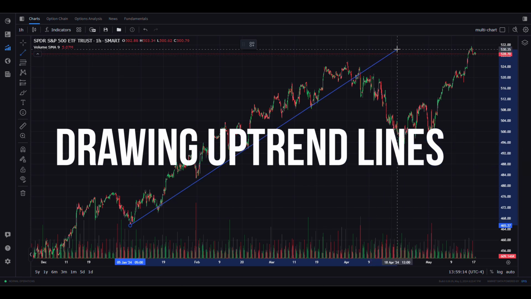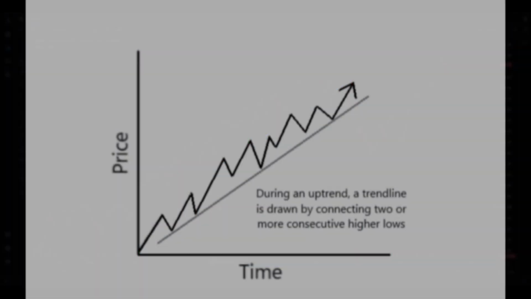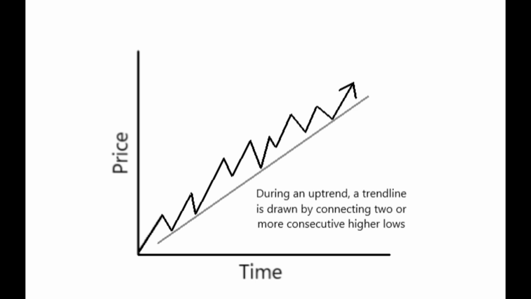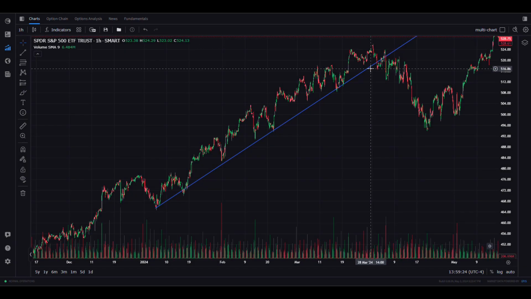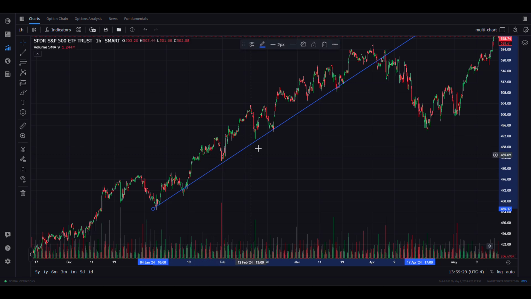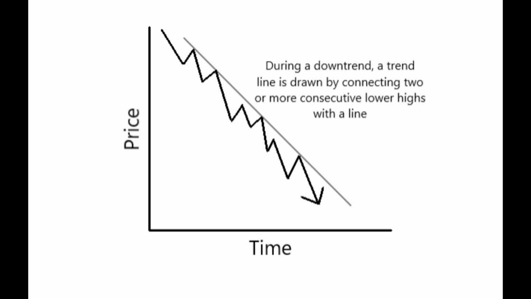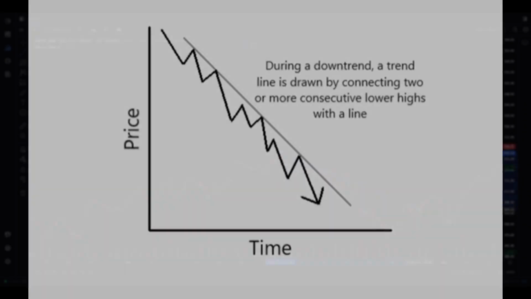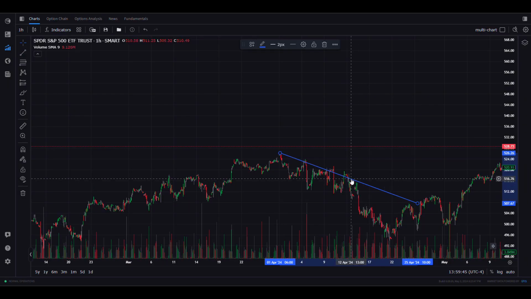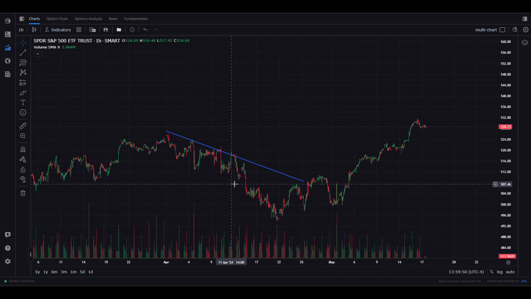Drawing uptrend lines. An uptrend line is drawn by connecting two or more consecutive higher lows. It acts as a support level and indicates the upward momentum of the trend. Example: during an uptrend, a trend line is drawn by connecting two or more consecutive higher lows. Drawing downtrend lines. A downtrend line is drawn by connecting two or more consecutive lower highs. It acts as a resistance level and indicates the downward momentum of the trend. Example: during a downtrend, a trend line is drawn by connecting two or more consecutive lower highs.